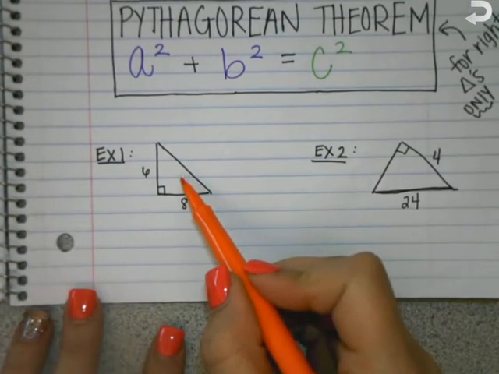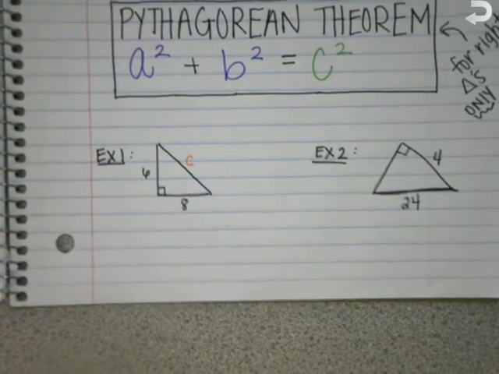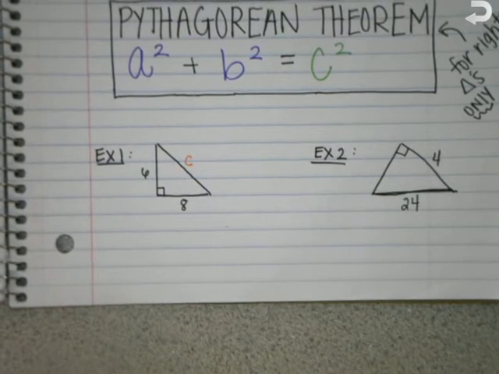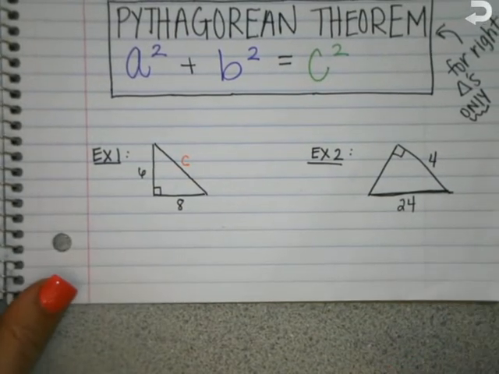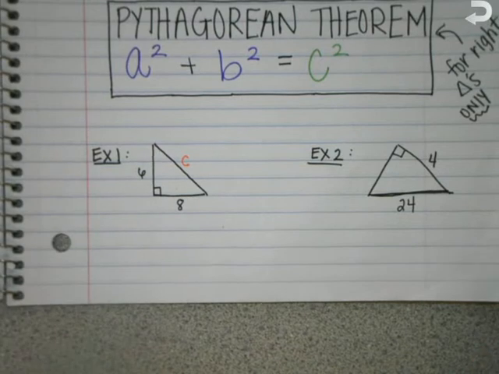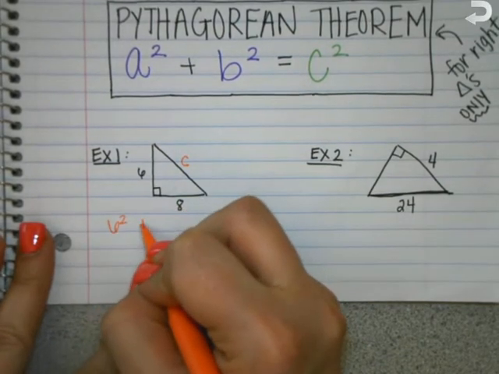What letter do we want to give that? C. Could I call it X? Yes. It really doesn't matter. Okay, so the Pythagorean theorem says A squared plus B squared equals C squared. So here's the first step. You plug in what you know. 6 squared plus 8 squared equals C squared.